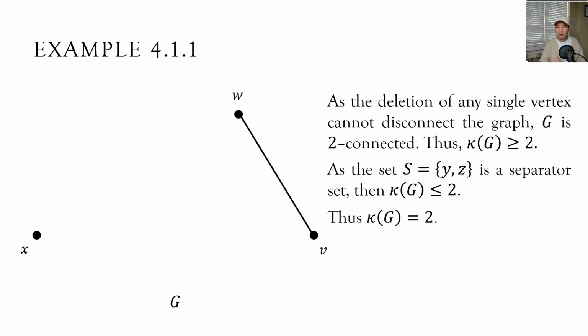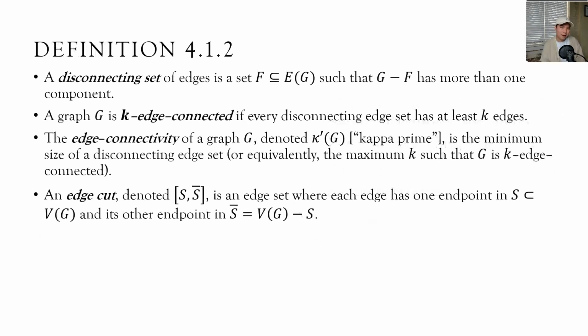Well, what's stopping me from doing the same thing with edges? For our next definition, I have almost the same idea, worded a little bit differently. A disconnecting set of edges is a set, let's call it F, such that whenever I delete those edges, my resulting graph has more than one component. In other words, whenever I delete those edges, I'm now disconnected. A graph is k-edge connected.